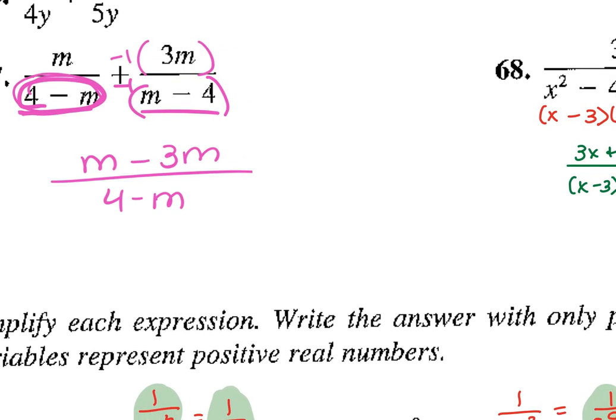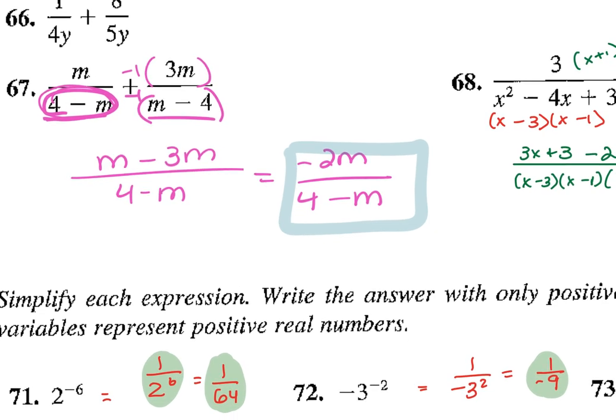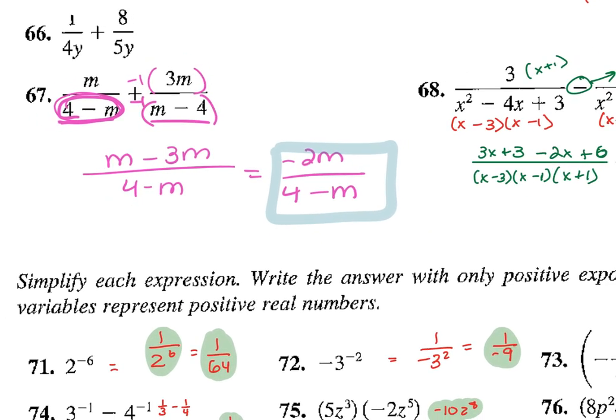And then m minus 3m is -2m over 4 minus m. So that's when they're opposites. You can just change the sign on the second one and keep the denominator from the first one.